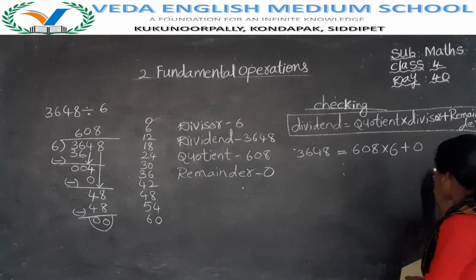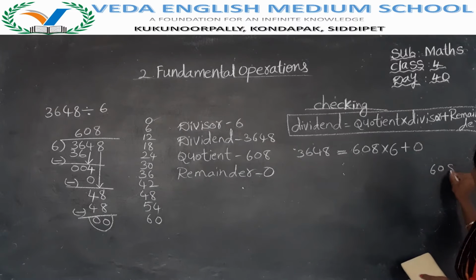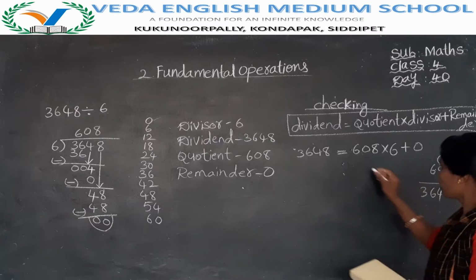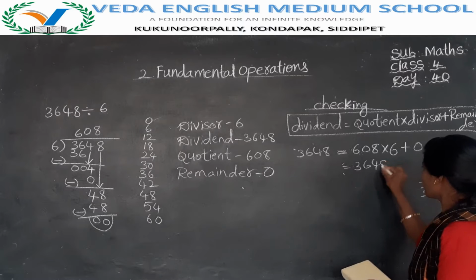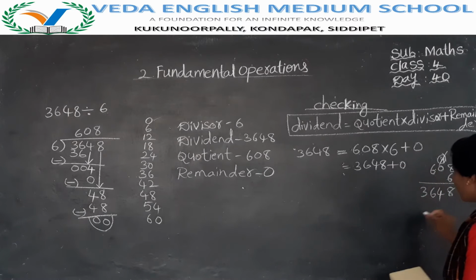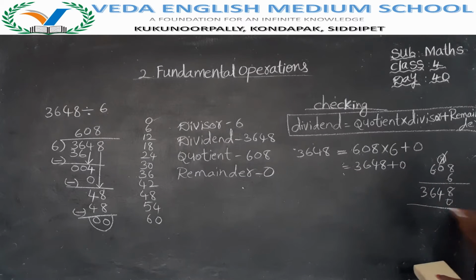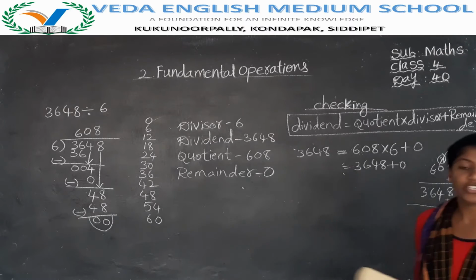Now we will check. 608 into 6. Now multiply 608 into 6. 6 8s are 48. 6 zeros are 0. 0 plus 4 is 4. 6 6s are 36. The multiplication of both is 3648. Plus remainder 0 we have to add. Add 0 to 3648. Already we have learned in properties of addition.